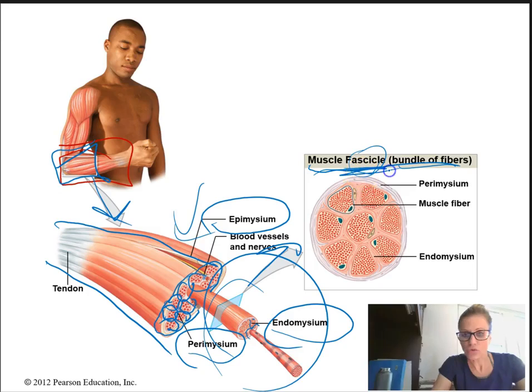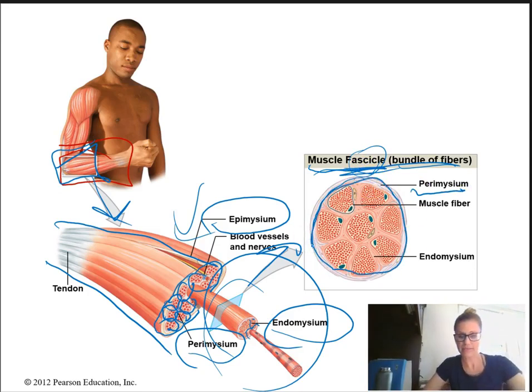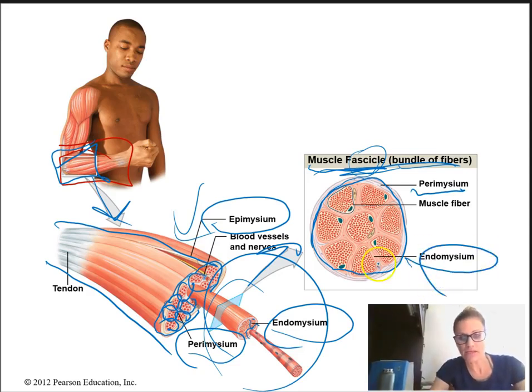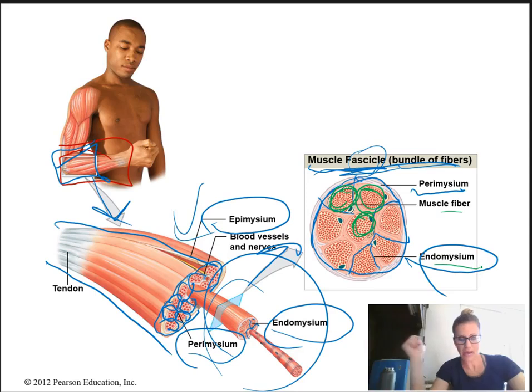The fascicle, the bundle of muscle fibers, is surrounded by the perimysium. This connective tissue that goes around the outside is the perimysium. And then again, the endomysium goes in and surrounds each individual cell. Each of these in the middle is one muscle cell. This is one muscle cell. This is one muscle cell. So each of the muscle cells or muscle fibers is surrounded by the endomysium.